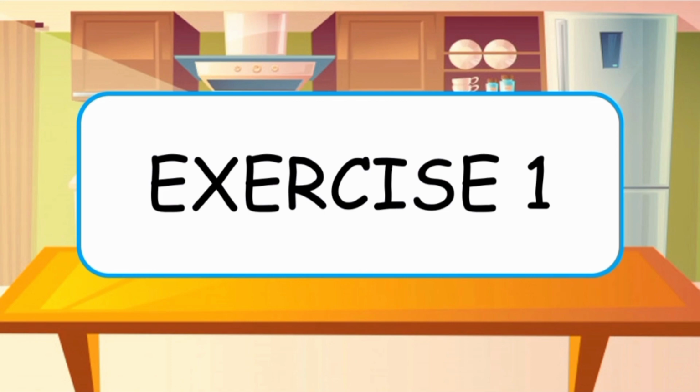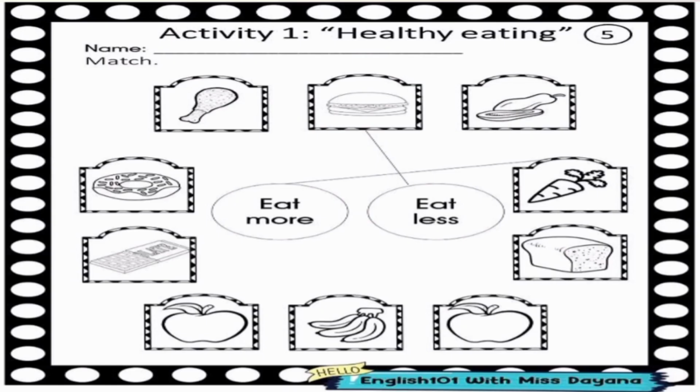Exercise 1. In this exercise, you have to match the correct food with the correct category. Either eat more or eat less. Di dalam latihan ini, anda perlu memadankan makanan yang betul dengan kategori yang betul, sama ada lebihkan makan atau kurangkan makan. Example, carrot. You should eat more carrot, right? So, you have to match carrot and eat more. Meanwhile, for burger, you have to eat less. So, you match burger and eat less.